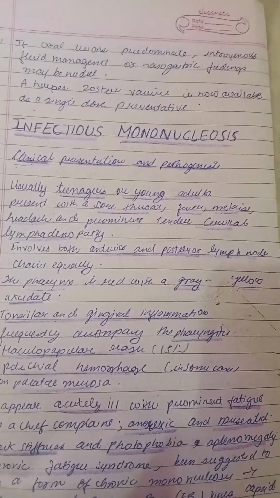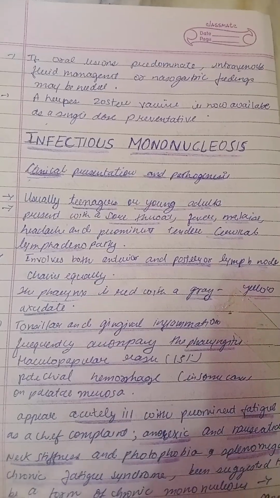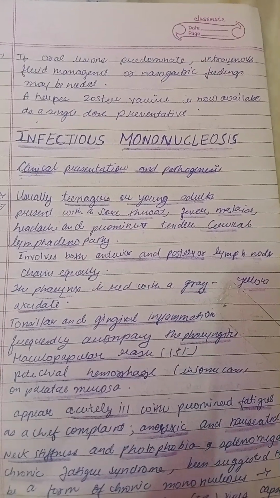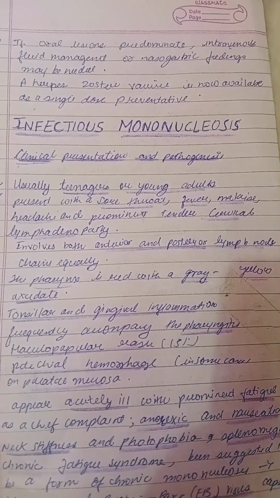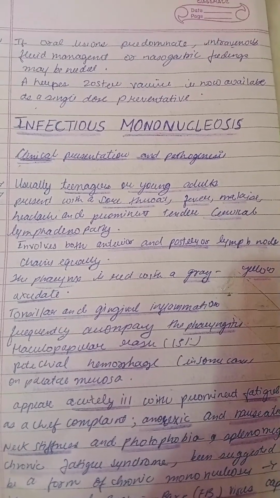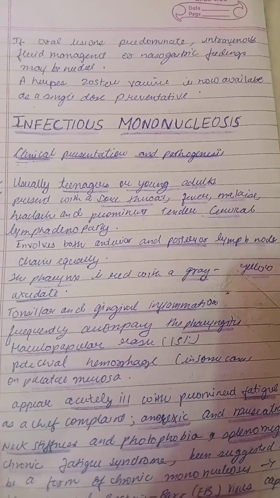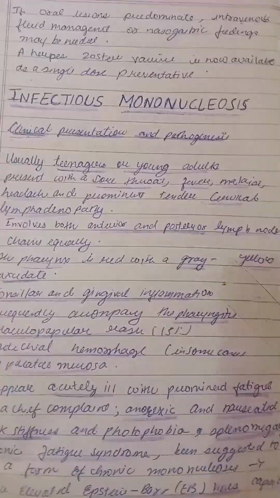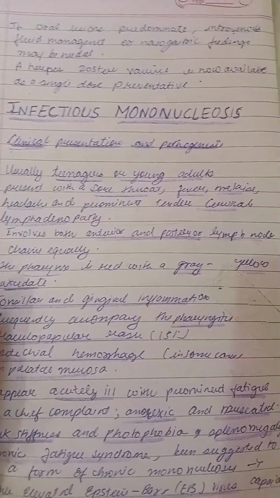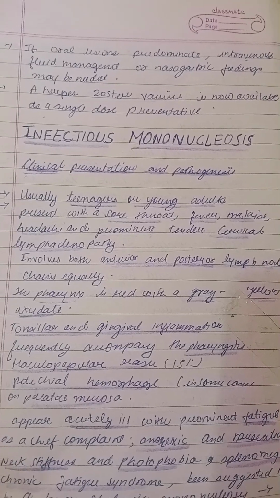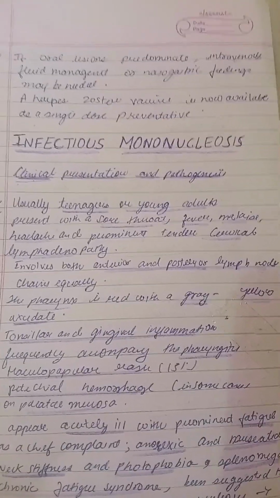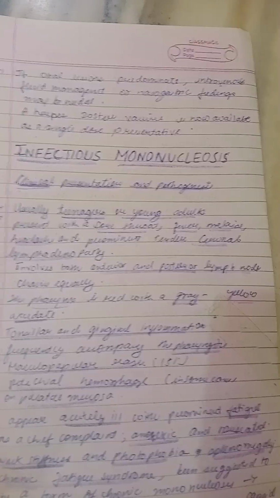Infectious mononucleosis, clinical presentation and pathogenesis. It is usually seen in teenagers or young adults. Present with a sore throat, fever, malaise, headache, and prominent tender cervical lymphadenopathy. The cervical lymphadenopathy is very prominent in infectious mononucleosis. Other than that, the general features include the sore throat, fever, malaise, headache. Okay.